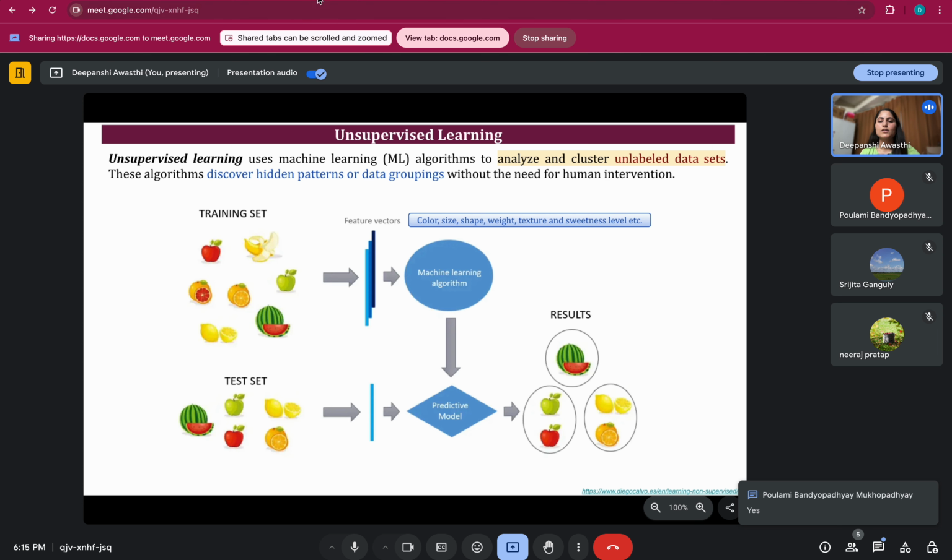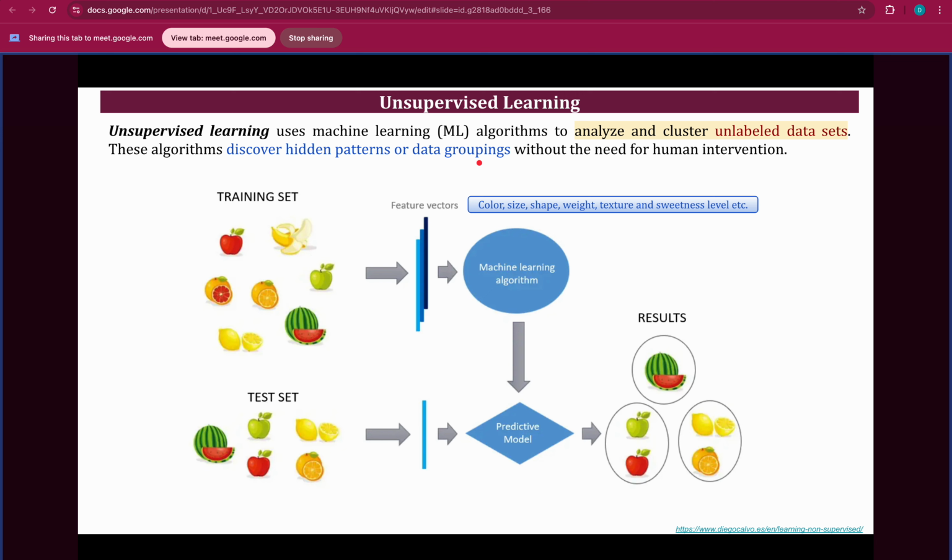Okay, thank you. Yeah, so now when you will be going through unsupervised and supervised learning, by the end of this session you will be cleared with all your doubts related to machine learning. So when we say unsupervised, the first thing you must keep in mind is that it is not supervised. That means the data you will be using is unlabeled data sets.